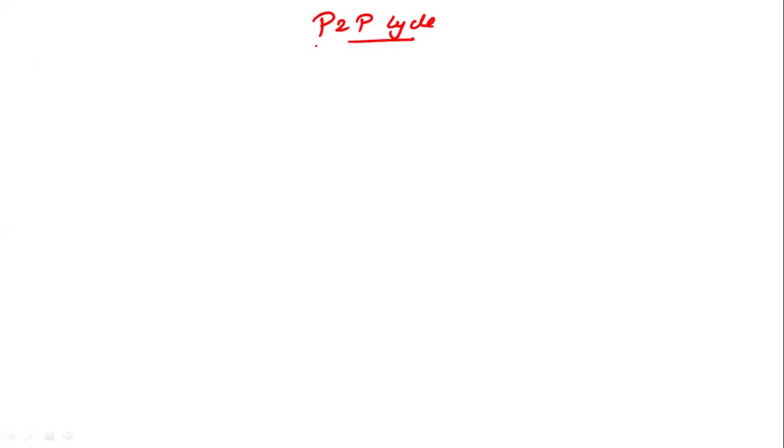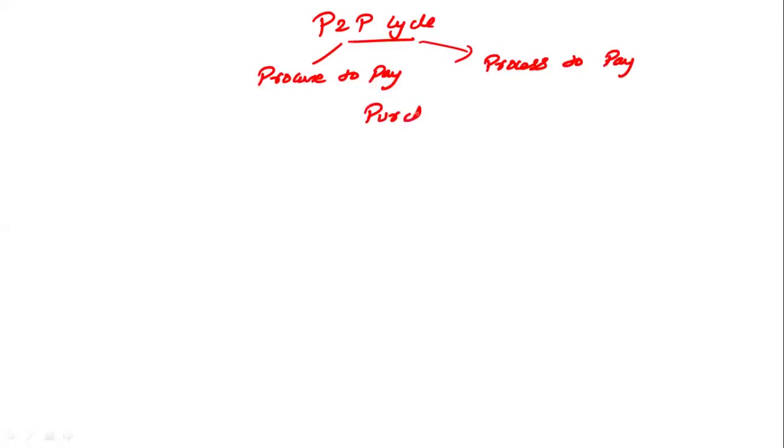also called procure to pay cycle, or some call it process to pay, or some call it purchase to pay. So all are the same. P2P cycle is nothing but procure to pay, or we can also call it process to pay or purchase to pay. So all these refer to purchase.